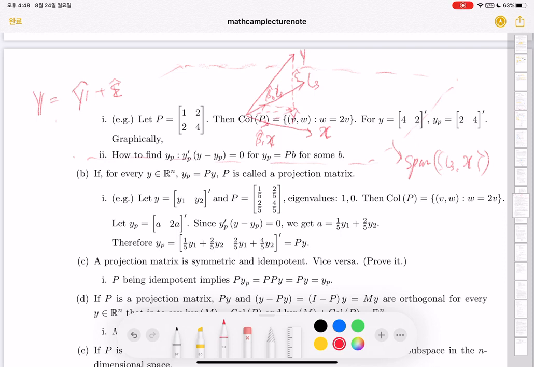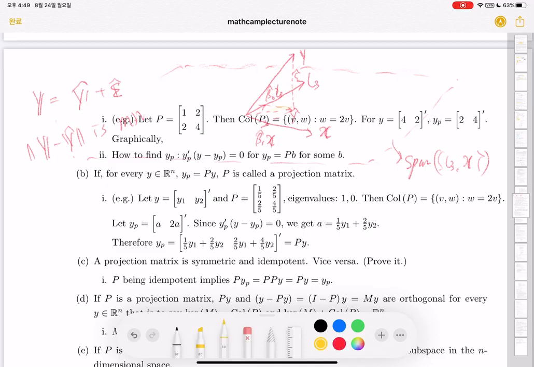Because y hat resides in this plane, and epsilon hat is orthogonal to this plane, epsilon hat must satisfy the following: y minus y hat, and the norm is minimized, right?